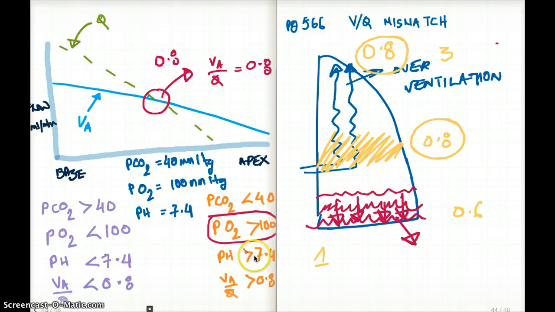The pH is going to be greater than 7.4, which is a little basic. That's because there is less carbon dioxide, making the pH basic. And the VQ ratio is going to be greater than 0.8.